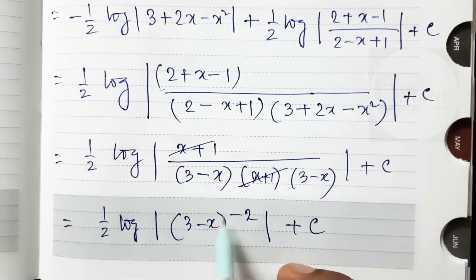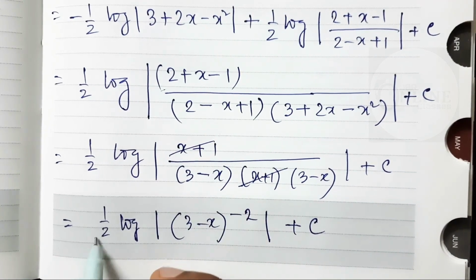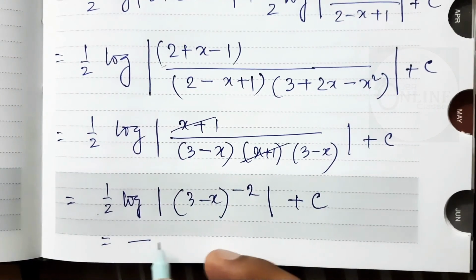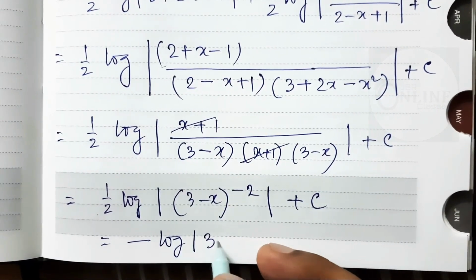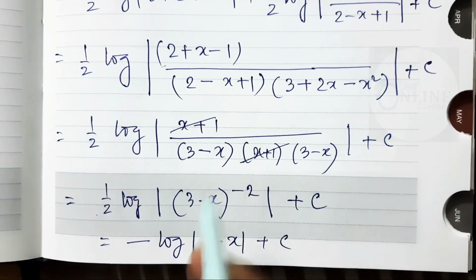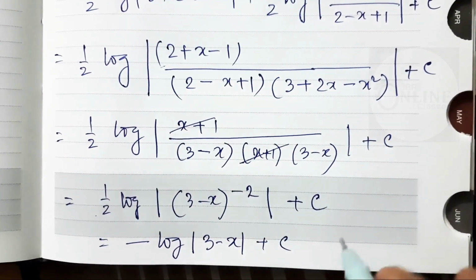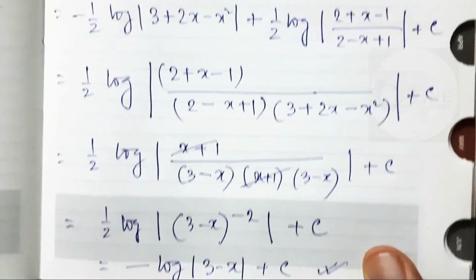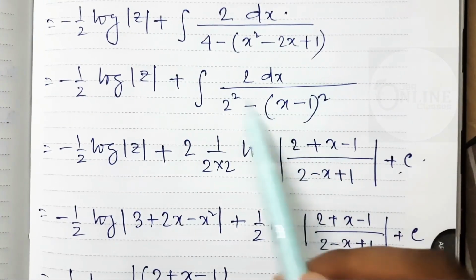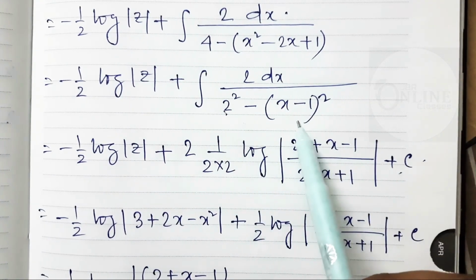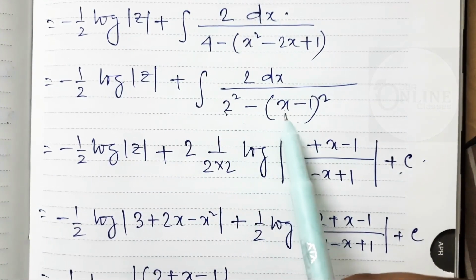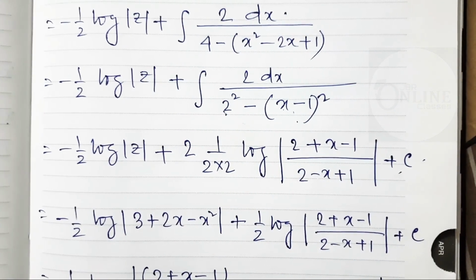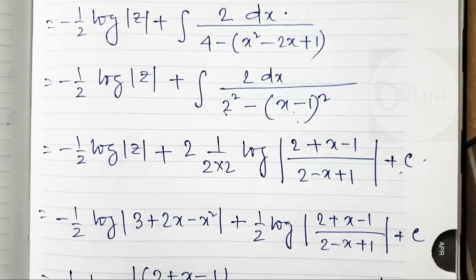So if anything is in the power inside log, this will come in front. So 2 and half, that will get cancelled. So the final answer will be minus log of mod 3 minus x plus c. These are mere calculations, you can do it on your own. So this is the final answer. Okay, so your task is to check this formula, dx by a square minus x square. That formula we already have, that is a standard formula. So please go and check in any book.